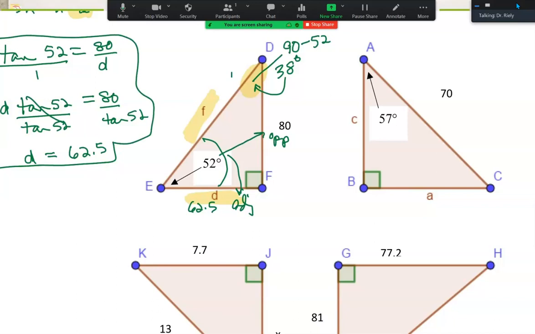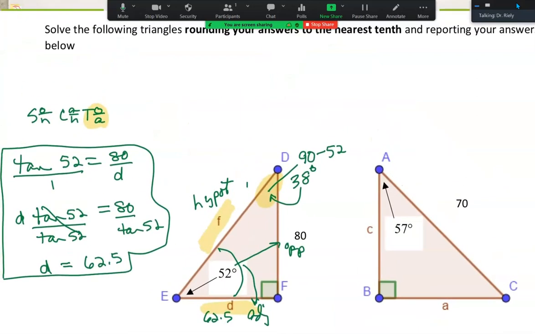Now to get the hypotenuse, I can't use tan because that doesn't include a hypotenuse. So since I like the 80, because it's not rounded, I'm going to use the 80, which is going to be the opposite from 52, and I'll use the F, which is the hypotenuse, and I'll be able to solve for the hypotenuse. So I'm going to say, since I did opposite over hypotenuse, I'm not using tan. Oops, sorry.